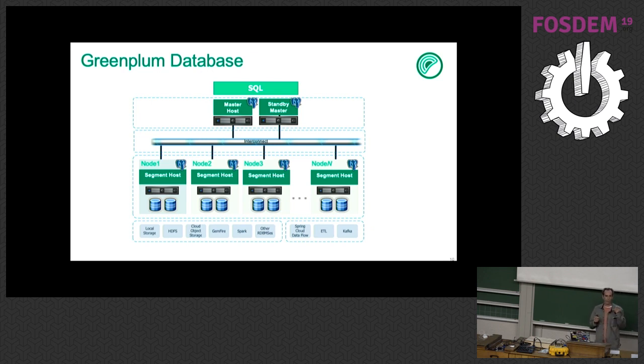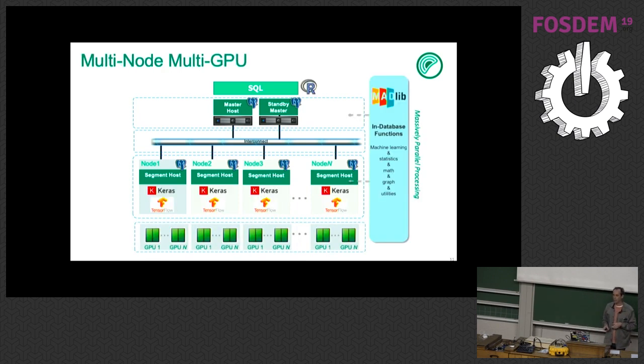So you can think of these as having Postgres databases running on all of these worker nodes and having the workload distributed to them by virtue of a pretty advanced query planner. Then those results are brought back to the master, and that's the result set. So what we would like to do is add deep learning to that architecture.